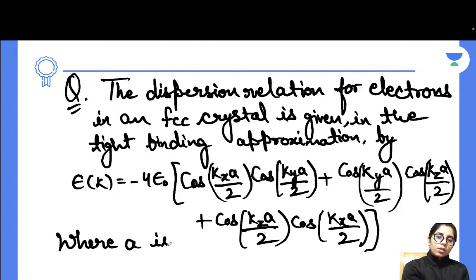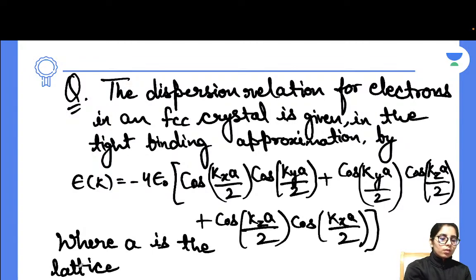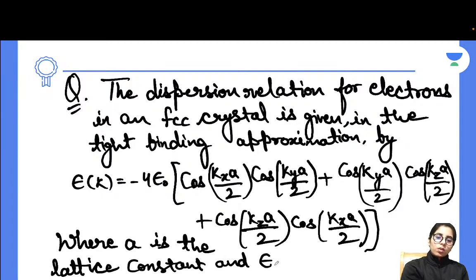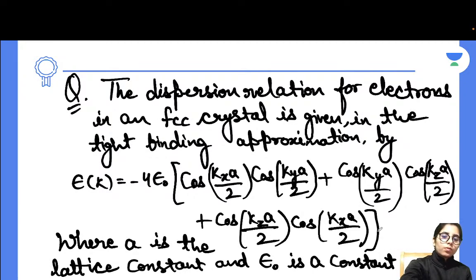a is the lattice constant and epsilon naught is a constant with the dimension of energy.